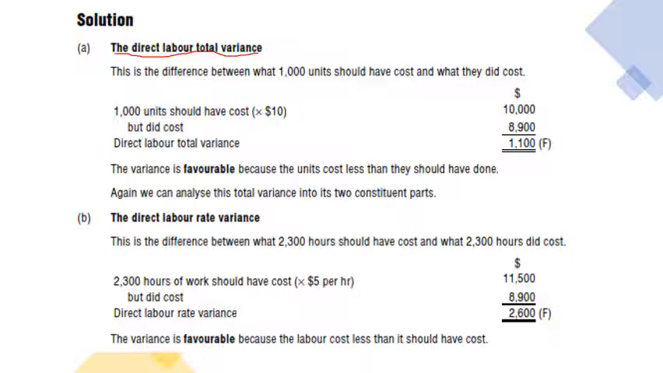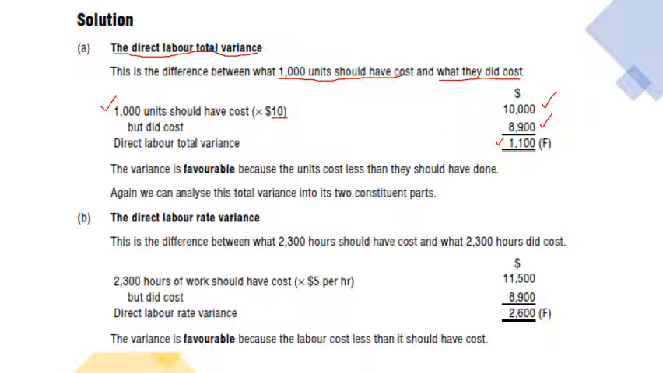Now look at the first part, which is the total variance, irrespective of the rate or efficiency. This is the difference between what 1000 units should have cost and what they did cost. So 1000 units should have cost 1000 multiplied by 10, which is $10,000. And the actual cost incurred on these 1000 units is $8,900. The difference between both is $1,100, which is favorable. It means that the actual cost incurred was less than the standard cost that the management first determined. So the variance is favorable.